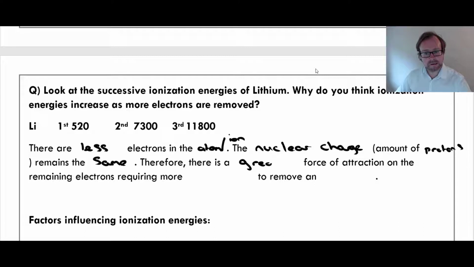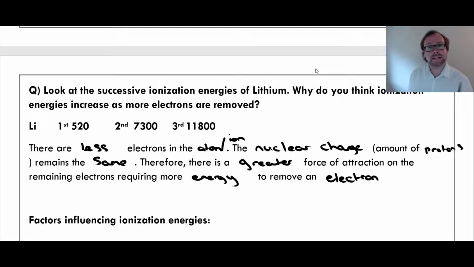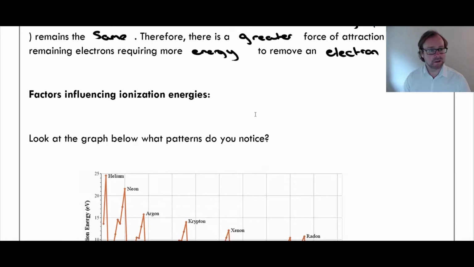Therefore, there is a greater force of attraction on the remaining electrons, requiring more energy to remove an electron. Which makes sense. So if we have less electrons on an atom or ion, but we have the same positive charge, the electrons that are left are going to be held more tightly, so it's going to require more energy to remove one of those electrons. And a quick note, when I keep saying to remove an electron, that means ionization energy. Okay, right, so moving on.